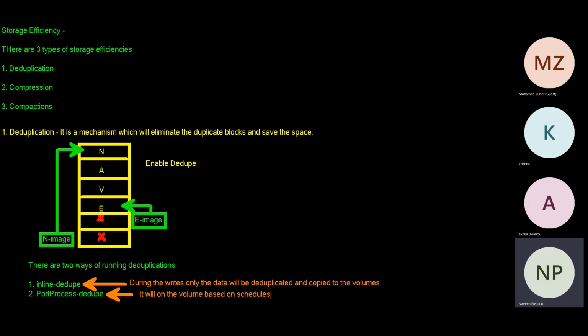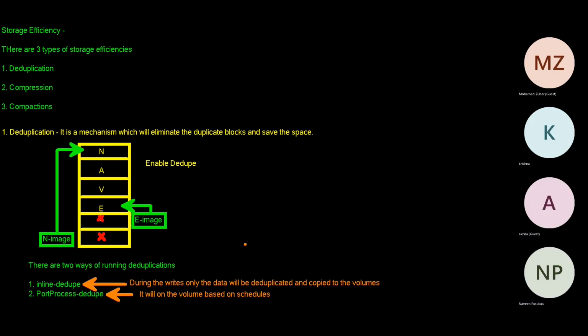Inline will scan for the duplicate blocks while writing the data or copying the data to the volume. Post process will do it later based on the schedule. Based on the schedule, it will run on the volume every time and scan for the duplicate blocks. If it finds duplicate blocks, it will delete them. That's it.